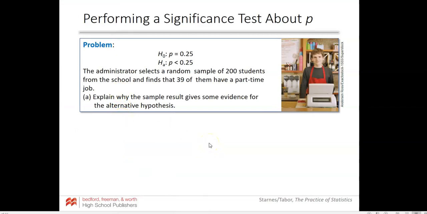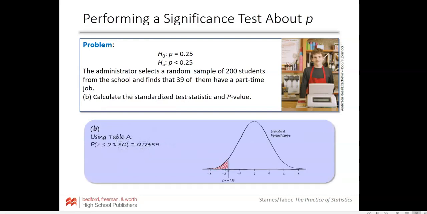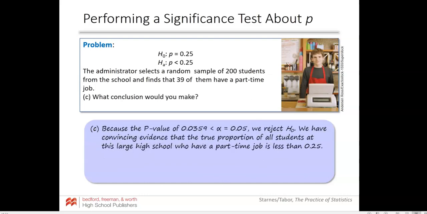So what is our conclusion in that case? If we get negative 1.8, well, because the p-value of 3.5% is less than the alpha level of 5%, we reject the null. We have convincing evidence, because it's so low, that the true proportion of all students at a large high school who have a part-time job is less than 0.25. That's interesting. I wasn't sure that was going to be the conclusion, but that's what happened. We rejected because the result that they got was so unusual.